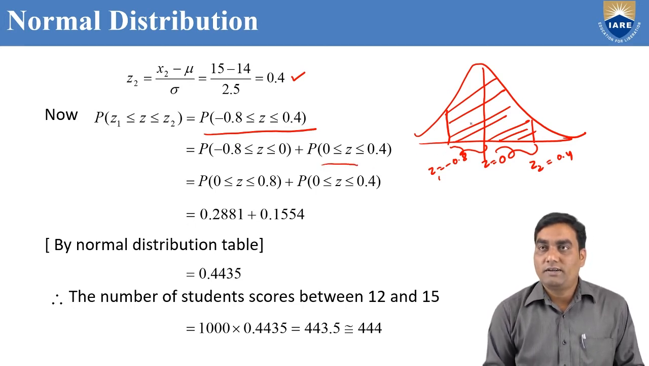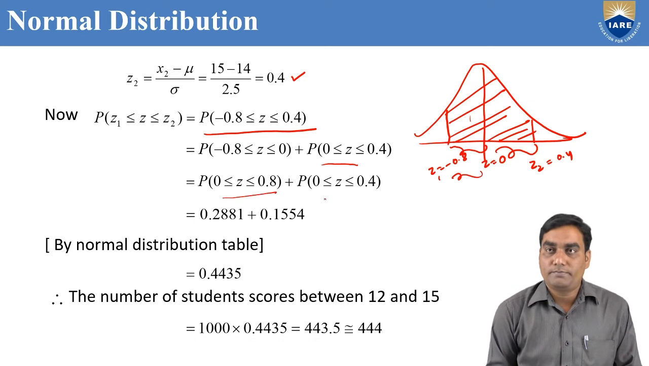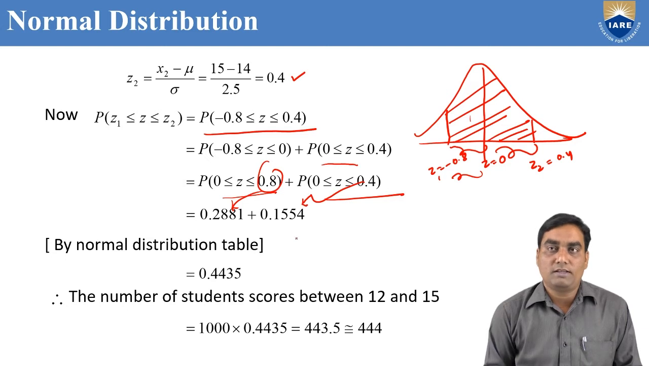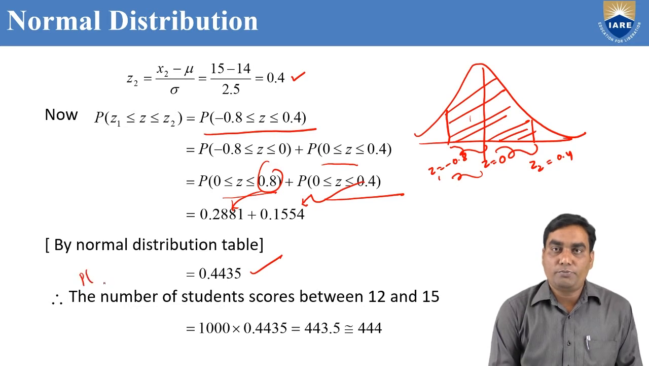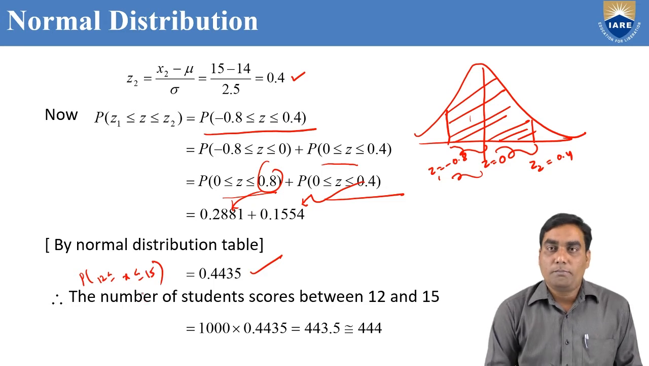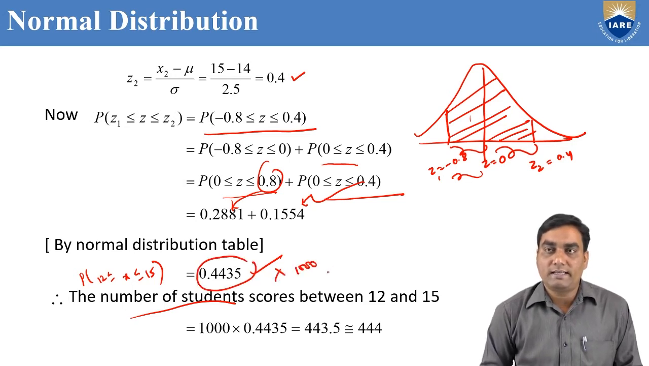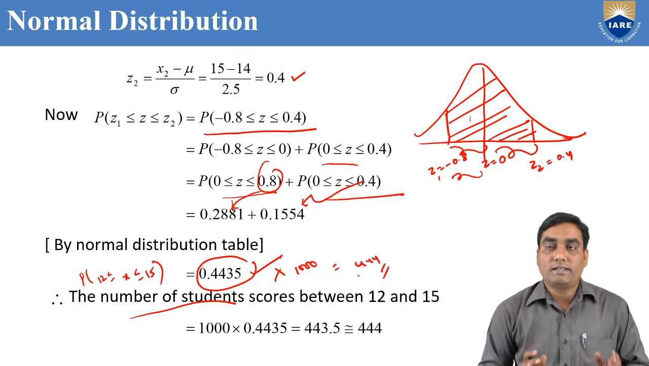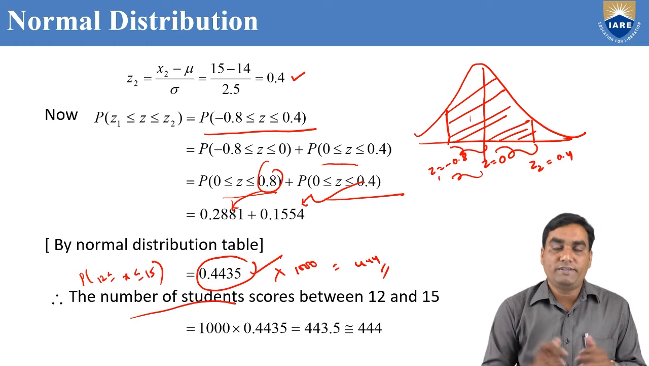If you calculate this, we'll get the total area. But minus 0.8 to 0 or 0 to 0.8, both are the same. And this value we can choose from the normal distribution table, and this value also we can choose from the normal distribution table. Add them, we'll get 0.4433. This is the value of the probability of 12 less than or equal to x less than or equal to 15. But I want the number of students who score between 12 to 15. So if you multiply the probability with the total number of students, how many are there? 1000. We'll get 444 students who score marks between 12 and 15 out of 1000 students.